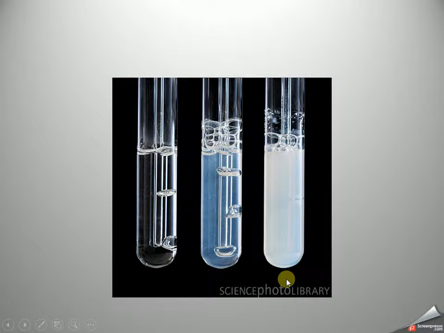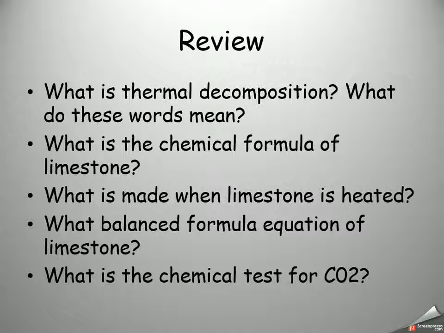Okay, so review. We know what thermal decomposition is. We know the chemical formula of limestone, which is calcium carbonate, which is CaCO3. What is made when limestone is heated? We know that calcium oxide is made, and we know carbon dioxide is made. And you need to know the balanced equation, not of limestone, but of that actual reaction, which is CaCO3, heat, gives you CaO plus CO2. And the chemical test for carbon dioxide is lime water, and it goes milky white.